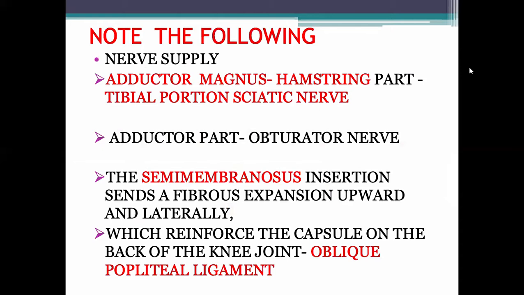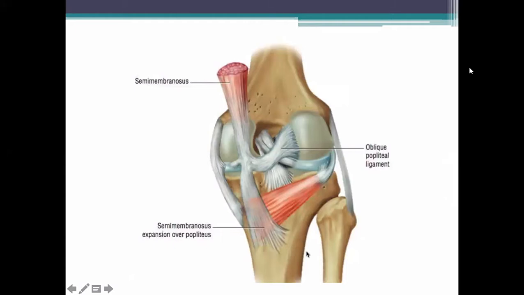The semimembranosus insertion sends a fibrous expansion upward and laterally, which reinforces the capsule on the back of the knee joint. This structure is referred to as the oblique popliteal ligament. So this is the insertion of the semimembranosus, and it sends an expansion upward and laterally, referred to as the oblique popliteal ligament.